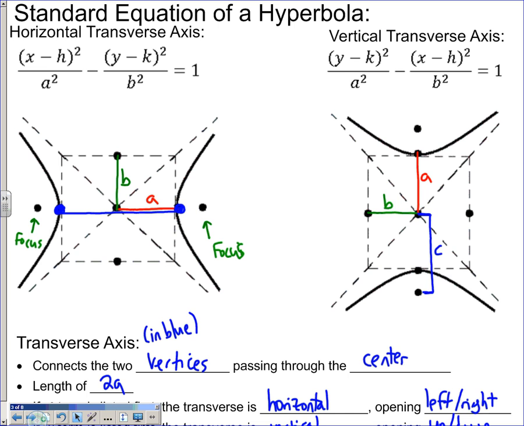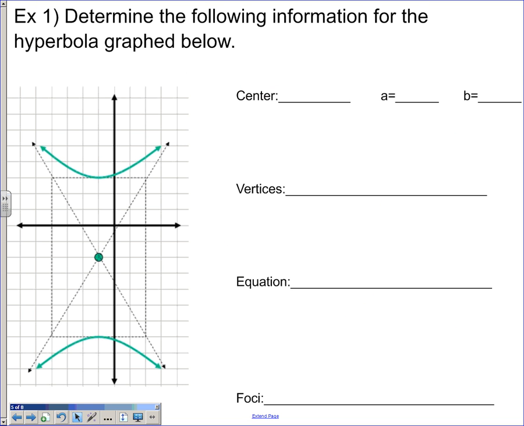Okay, example 1. We're given a graph. We need to identify all the important information about it. So first thing, the center is really easy, right? It's where those asymptotes cross. It's right between the vertices. On this graph, you can see our center is that point -1, -2.